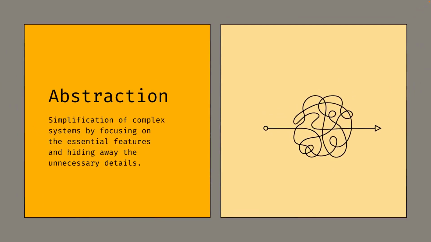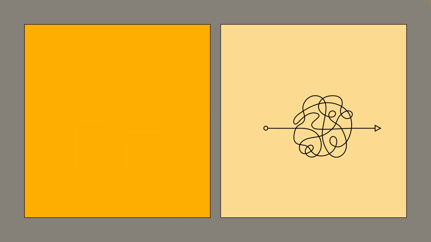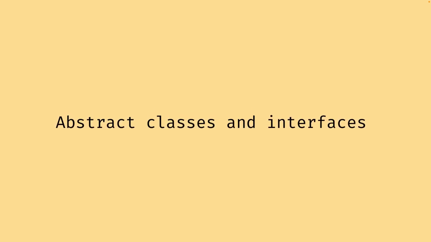Abstraction is the pillar in OOP that allows for the simplification of complex systems by focusing on the essential features and hiding away the unnecessary details. Well, that might sound very abstract. In Java we get there by using abstract classes and interfaces. This makes our programs maintainable and easier to understand, once you understand abstract classes and interfaces, that is.